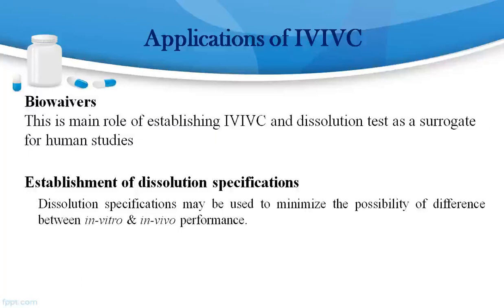Applications of in vitro in vivo correlation. First is biowaiver. This is the main role of establishing in vitro in vivo correlation, with the dissolution test as a surrogate for human studies. Next is the establishment of dissolution specifications. Dissolution specifications may be used to minimize the possibility of difference between in vitro and in vivo performance.